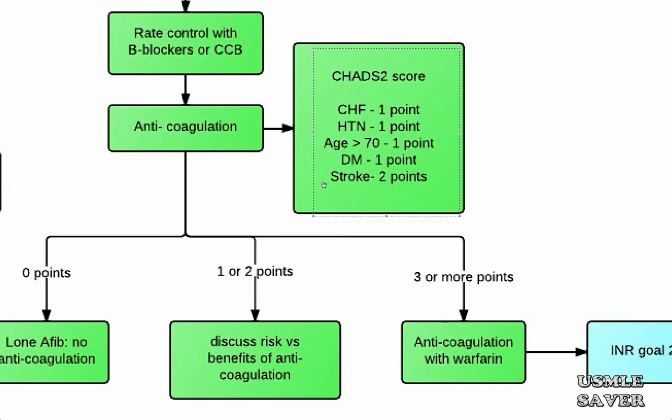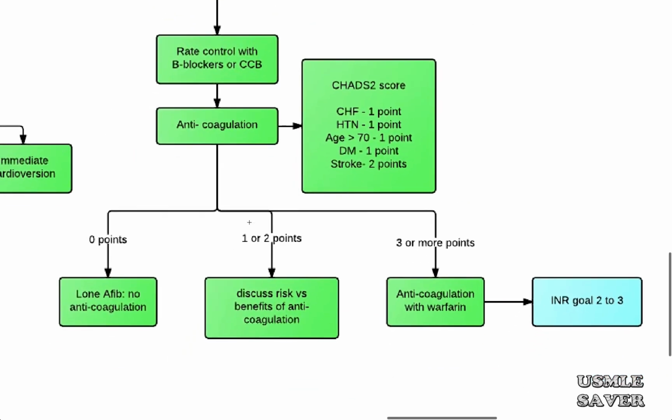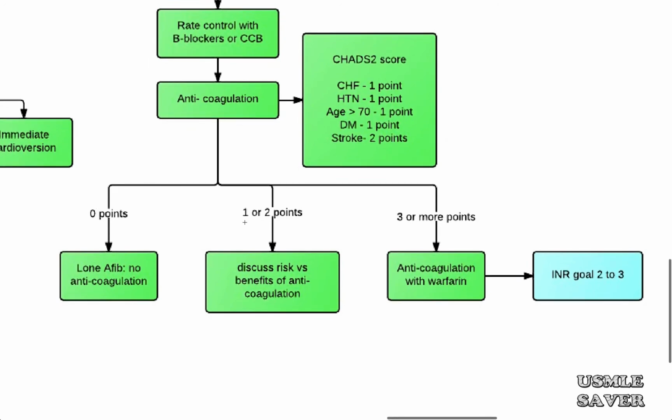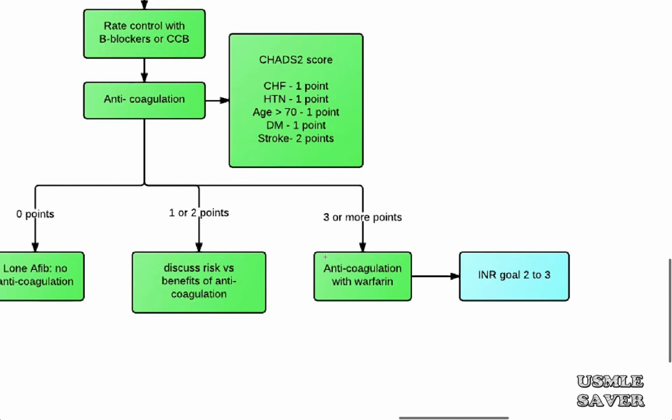So once you score your patient, you add all of them up and get the total. Anticoagulation management depends on the score. If a patient has 0 points, then this is called lone atrial fibrillation, and these patients don't need any anticoagulation therapy. If a patient has 3 or more points, patient needs anticoagulation with warfarin.